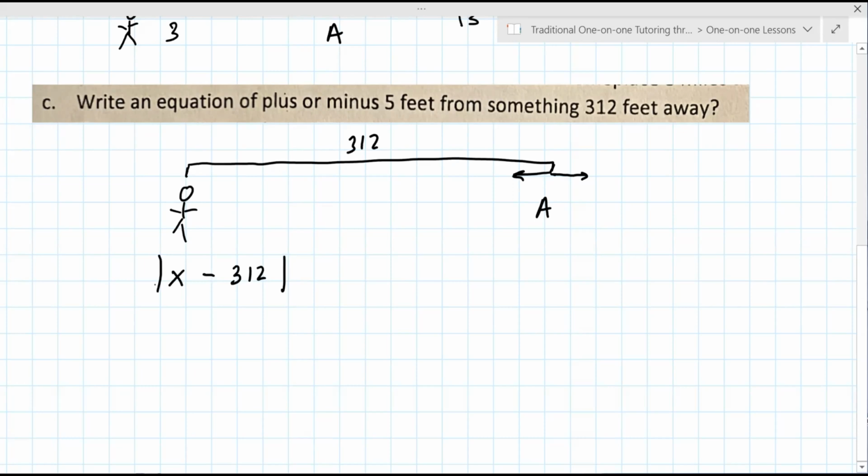Sorry, this is not right. X equals the absolute value. I'm sorry, let me do this differently. It's either 312 plus 5, or you're 312 minus 5. Plus 5 is over here to the right and then minus 5 is here to the left. Do you follow that?